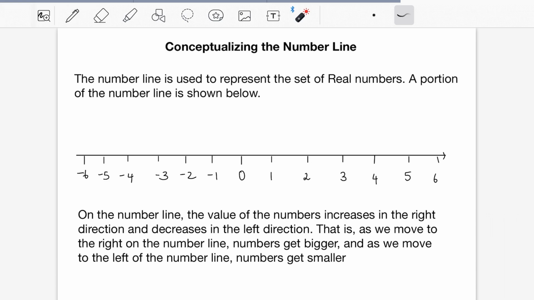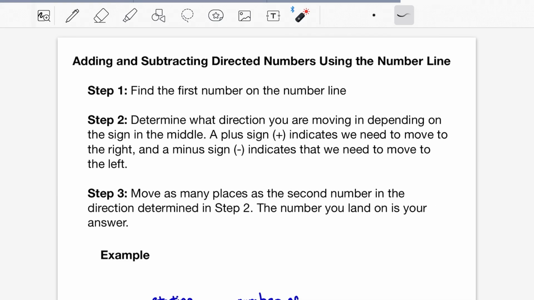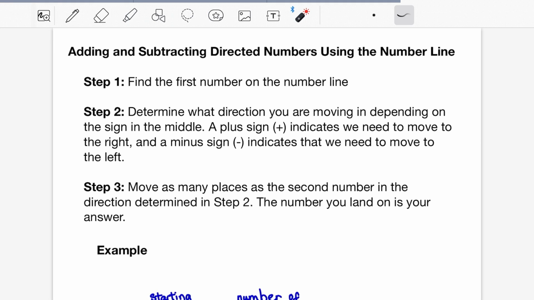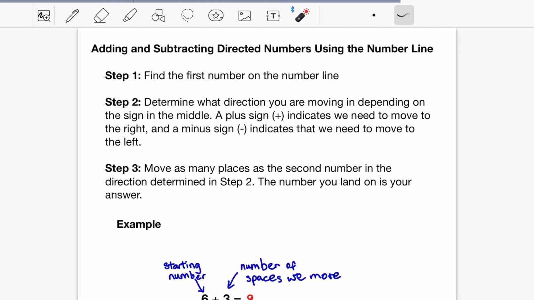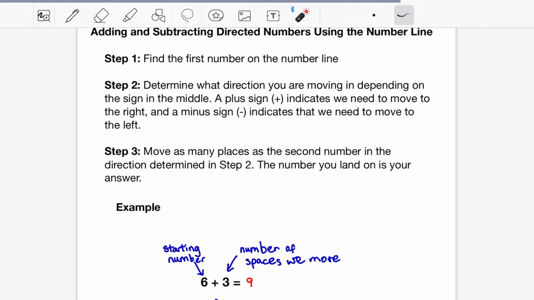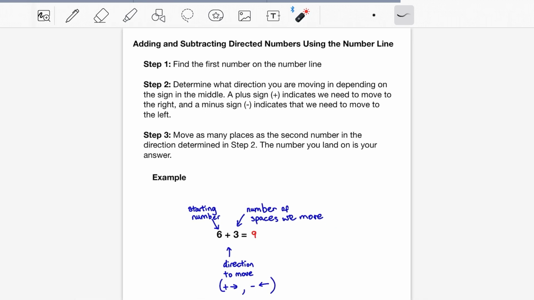Let's move on. Now we're going to look at adding and subtracting directed numbers using the number line. So you would have already known how to do this from primary school with your positive directed numbers. So here's an example. The first step is to find the first number on the number line. So in our example here, we have 6 plus 3. Okay, so this is the number that we start at. We start at 6.